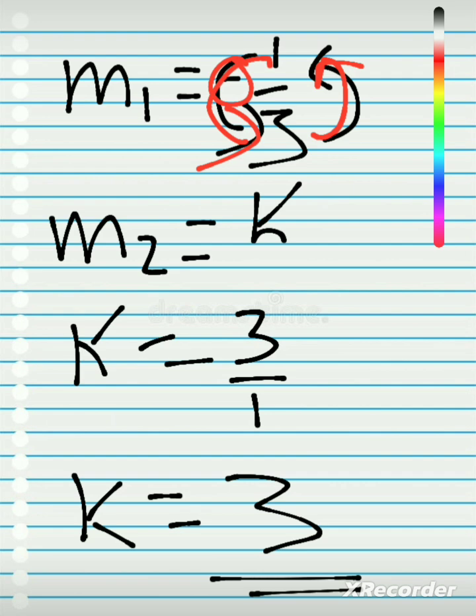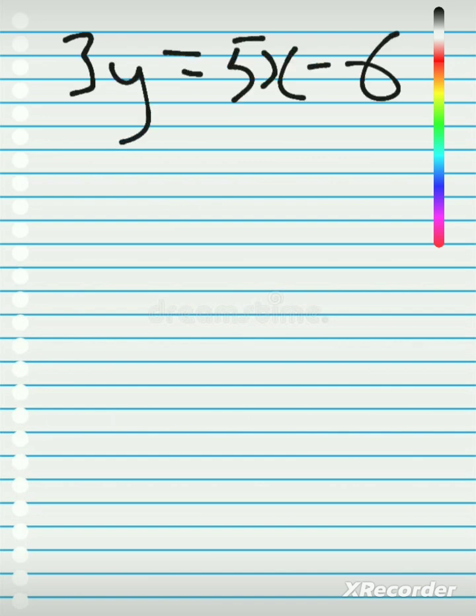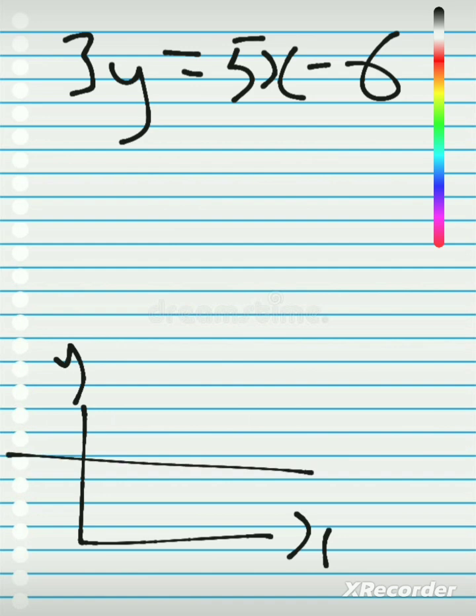Okay, we go to question 5. So question 5, we were given this equation, y equals 5x minus 6. They want the coordinates where the line passes the y-axis. So visually it's something like this. We have y, we have x. It passes here.